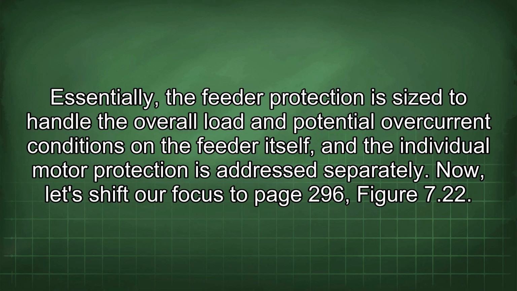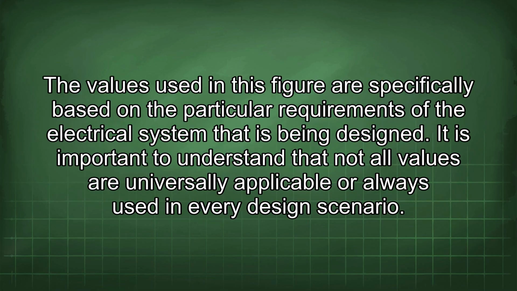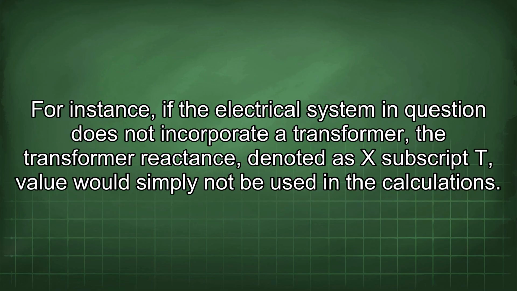Now, let's shift our focus to page 296, figure 7.22. The values used in this figure are specifically based on the particular requirements of the electrical system that is being designed. It is important to understand that not all values are universally applicable or always used in every design scenario. For instance, if the electrical system in question does not incorporate a transformer, the transformer reactance, denoted as X subscript T, value would simply not be used in the calculations.